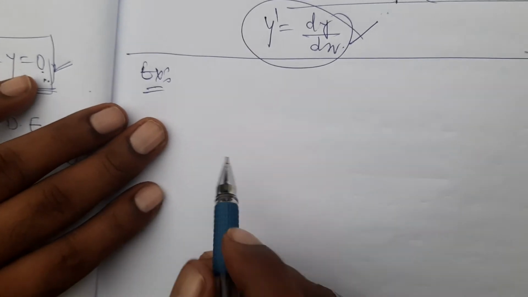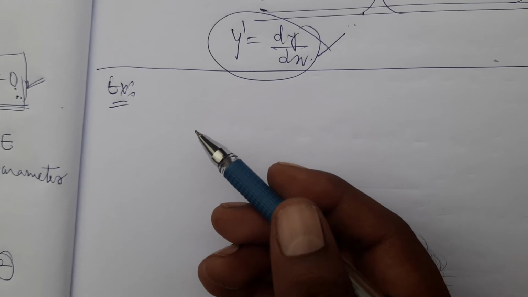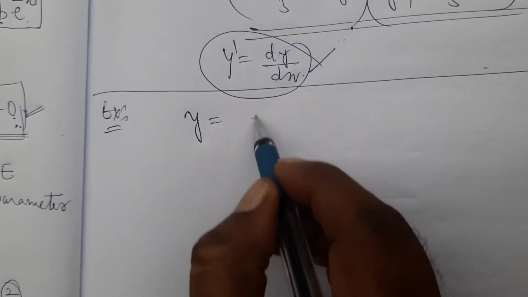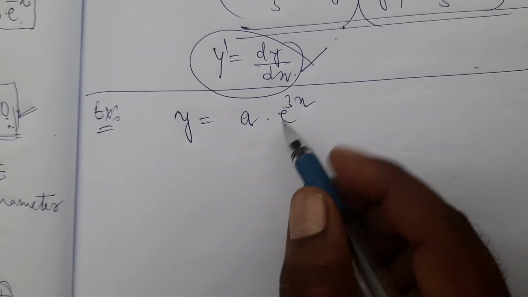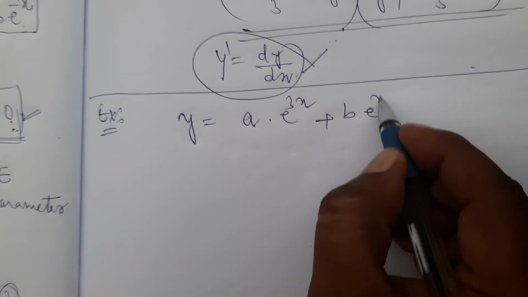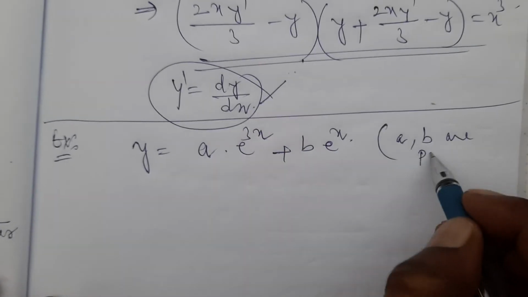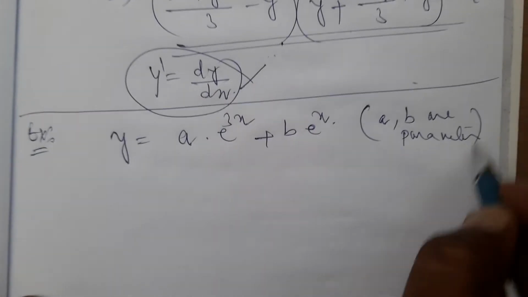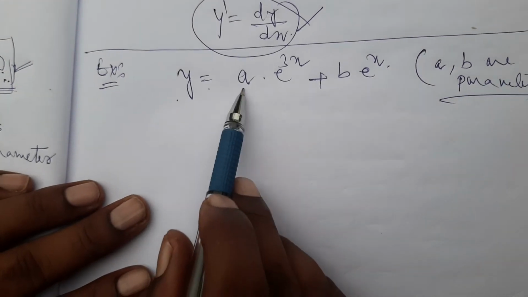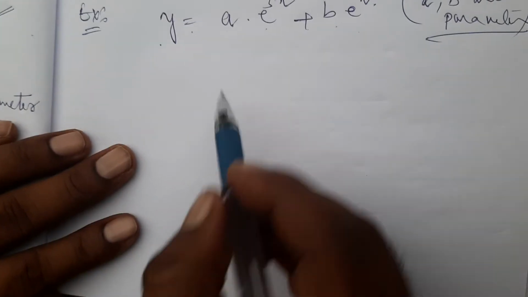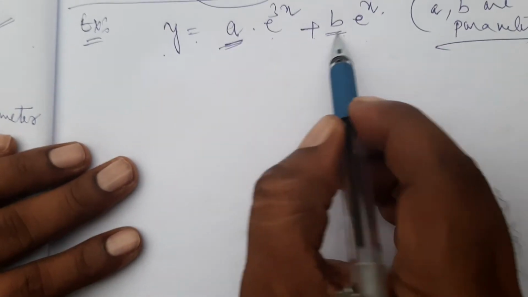Form the differential equation corresponding to the family of the curves. Here they have given y equals a into e power 3x plus b into e power x, where a, b are parameters. Form the differential equation corresponding to the curve y equals a e power 3x plus b e power x. So according to the given data, a, b are the two parameters.